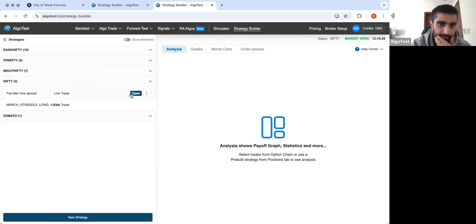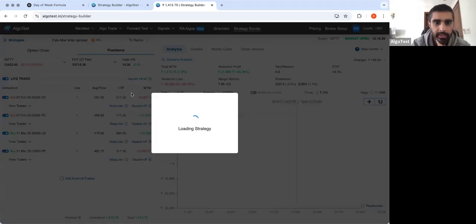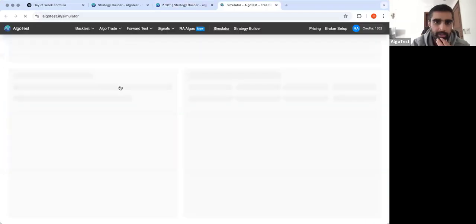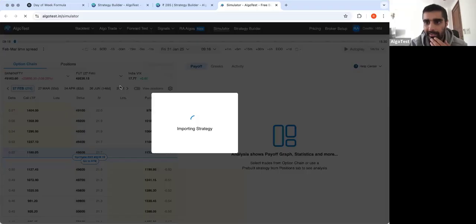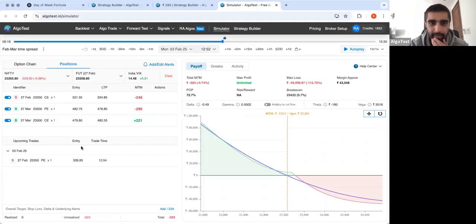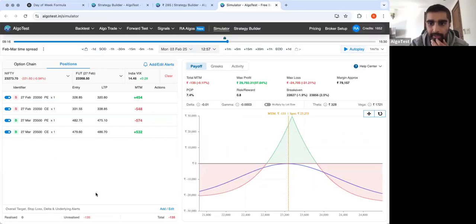It was a Feb-March time spread I built. So what happened was, let me just replay this trade for you guys. I put this trade on only 3-4 days ago. And nothing, no genius work here, just a good old time spread. So 3rd Feb, I put this trade on, that's a Monday.